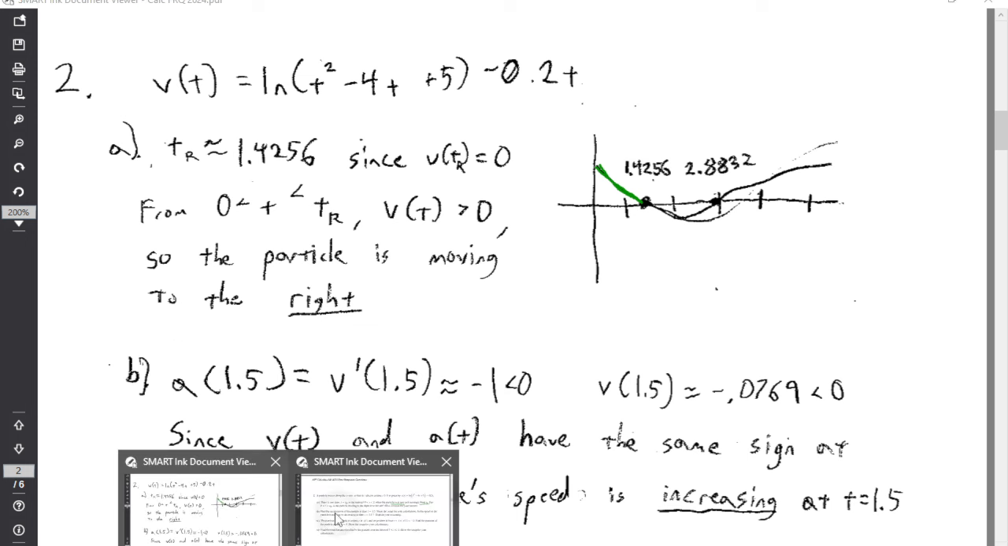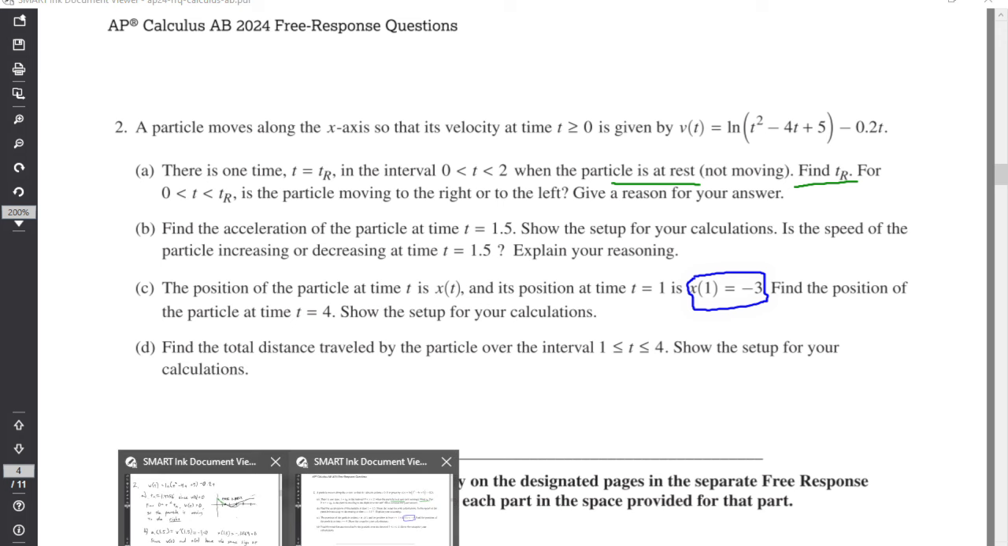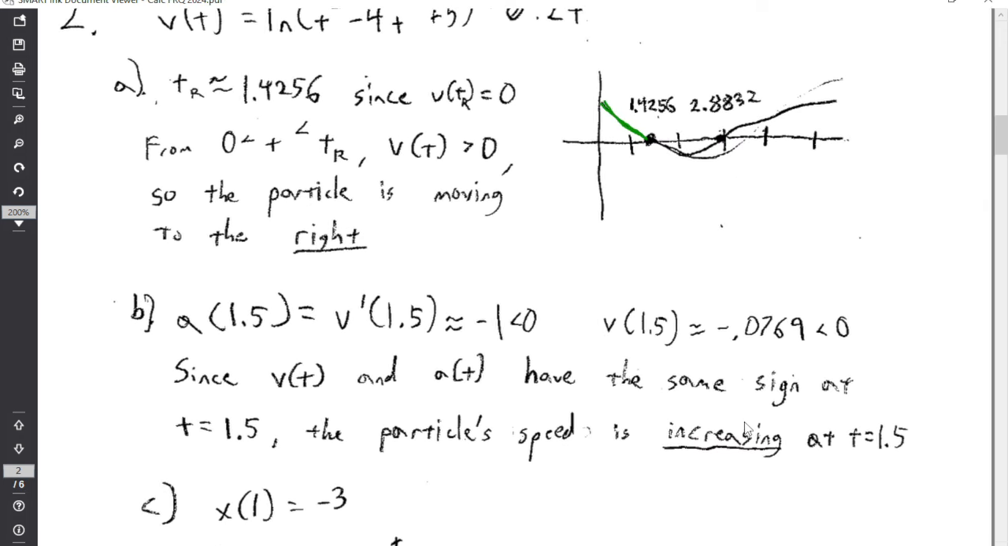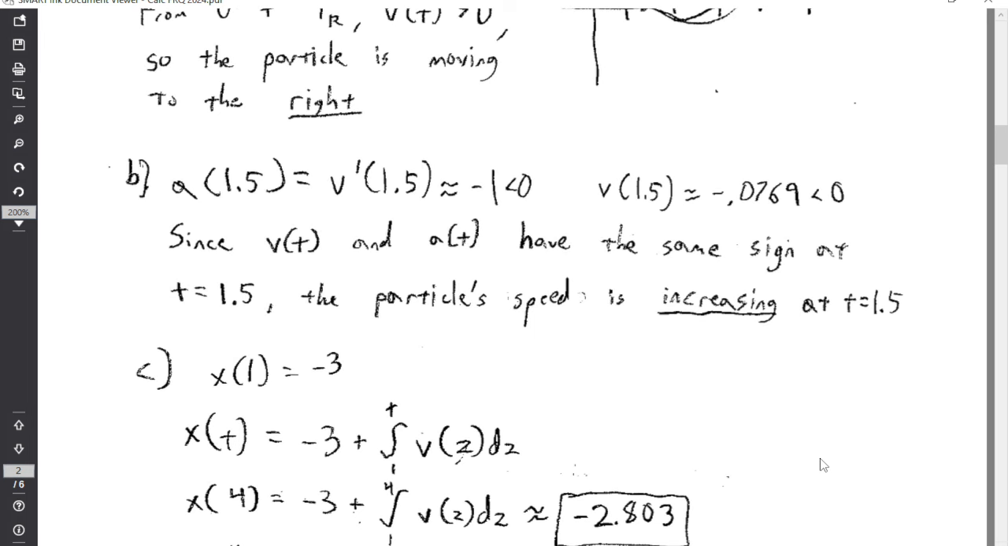Part C asks about position, and again, it gives us a starting position, that the position at 1 is -3, and then it asks us to find the position at 4. So similar to the last question, we have that starting position. This is where we start at -3, and then we have our integral that will tell us how much we change by. So if we want position at 4, we start at -3, and this integral will tell us how much that position changes by from 1 to 4.